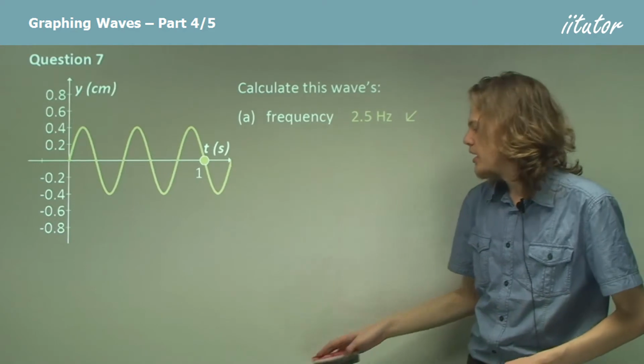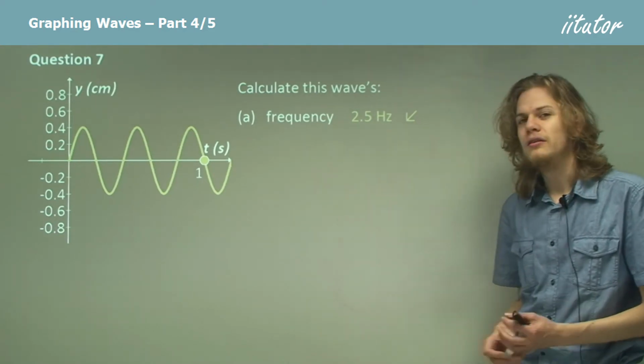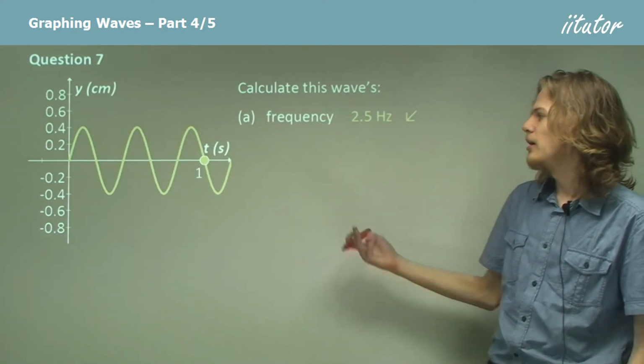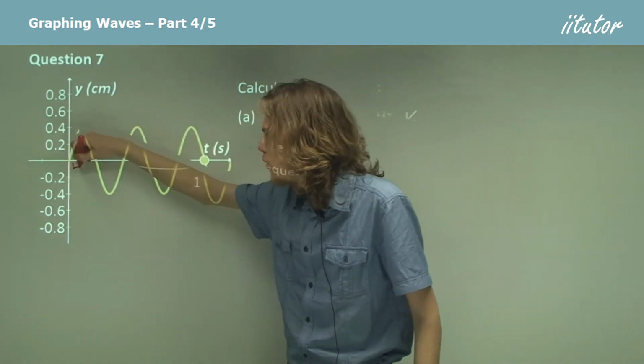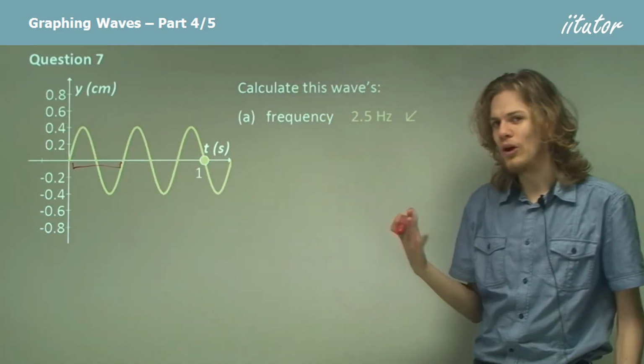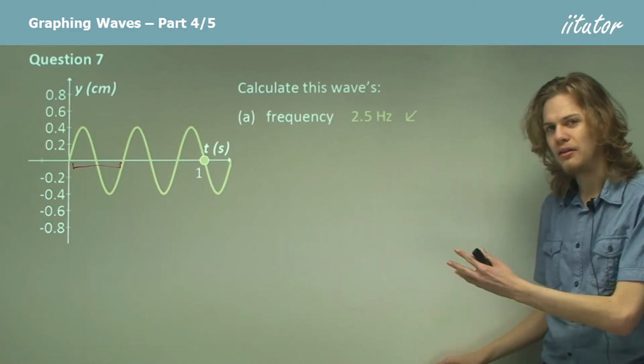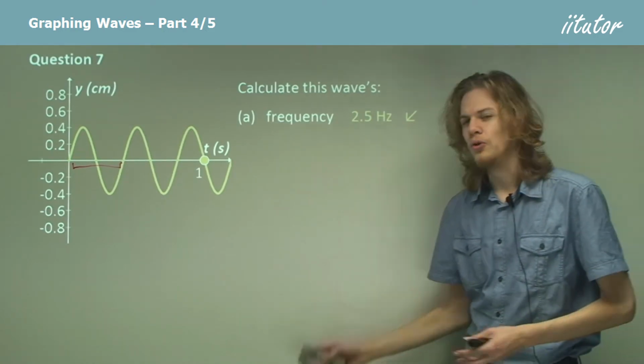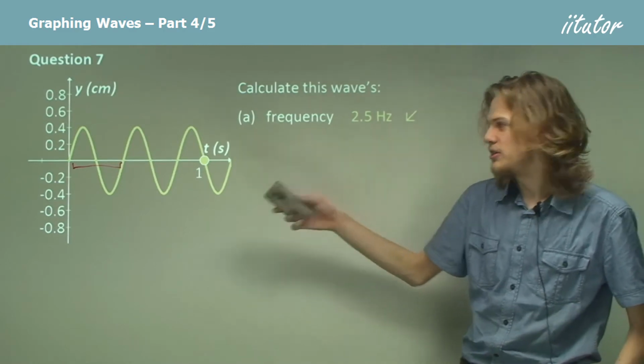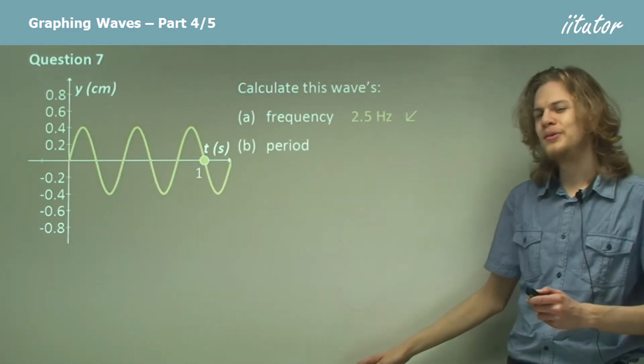We could also figure this out by measuring the period of the wave. That's how long this interval is of one wavelength, and then taking 1 and dividing it by that wavelength. We will of course get the same answer of 2.5 Hertz. And that brings me to the next question.